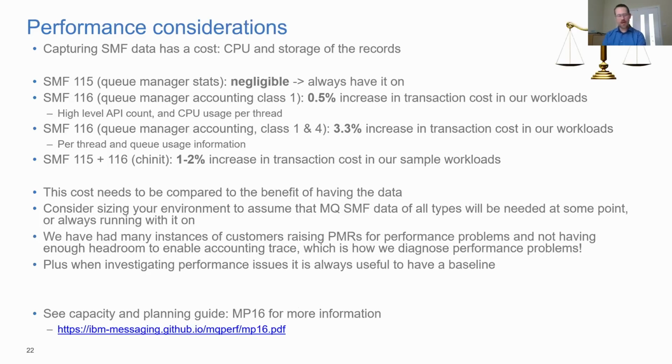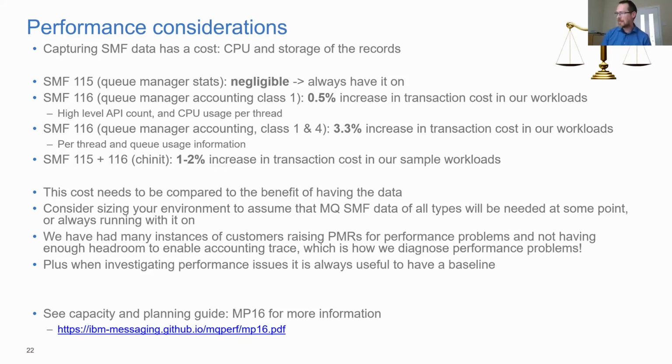So one thing that always comes up when we're looking at SMF data, and I kind of alluded to this, is that actually collecting SMF data has a cost. There's both the CPU in terms of what the queue manager uses and the storage of the records. So yes, there is a cost. However, you've got to think about the benefits. So the 115 data, which is the stats, that is basically close to zero cost. Always have it on because it's so useful if you need to use it.